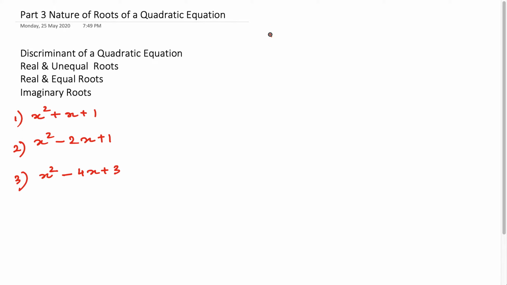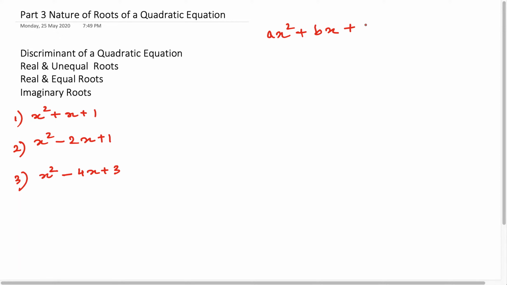First, we have studied what the standard form of a quadratic equation is. It is ax square plus bx plus c. This is the standard format of a quadratic equation. So whenever you are given a quadratic equation, immediately in your mind map the equation to this format, which is ax square plus bx plus c.